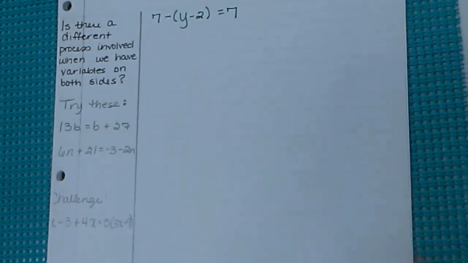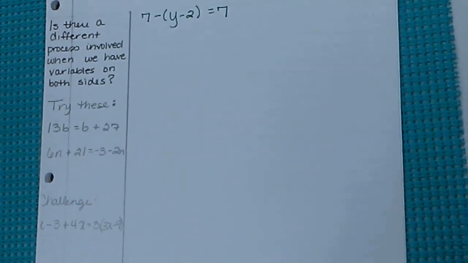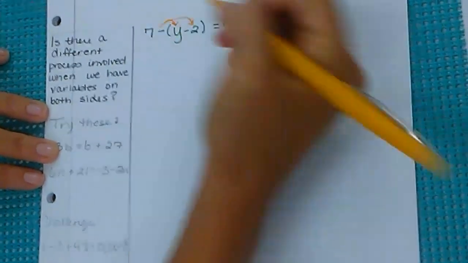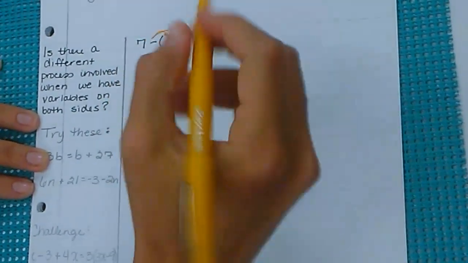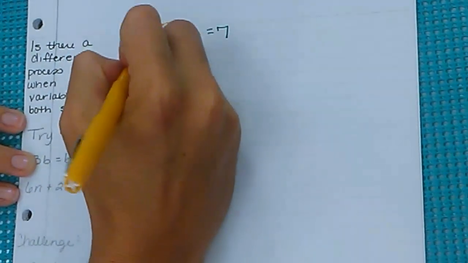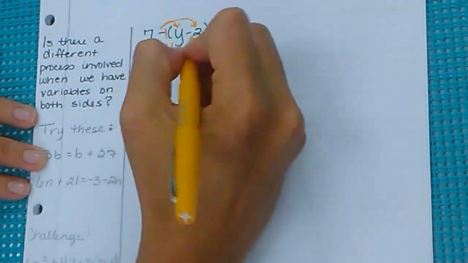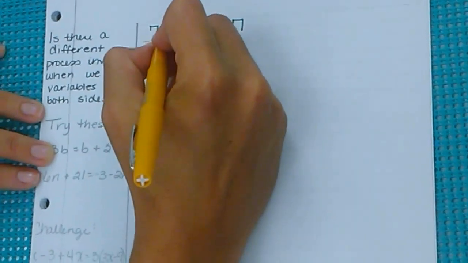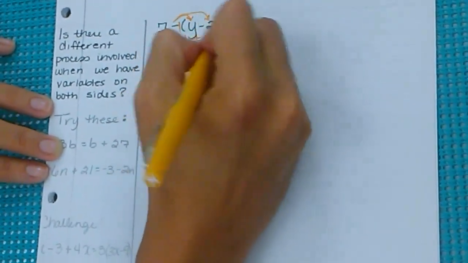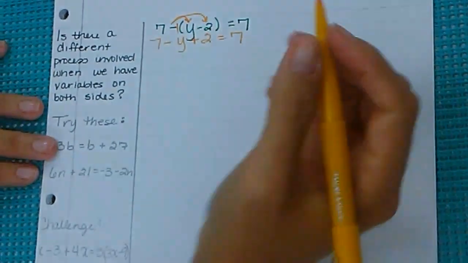All right, so what did we always start with? Yes, distributing. I know you guys said that out loud because you're so excited. Okay, so when I distribute, remember that's a -1. So 7 minus 1y, or just y, I don't care. And then -1 times a -2 becomes a +2 equals 7.